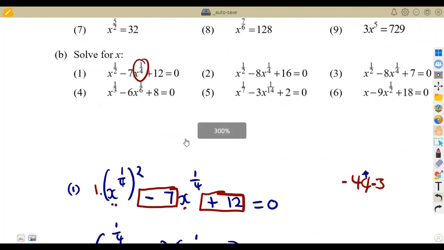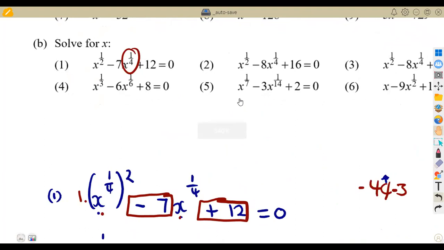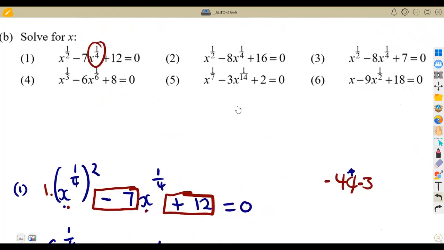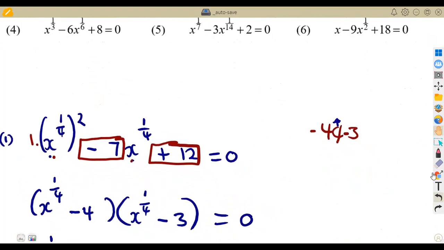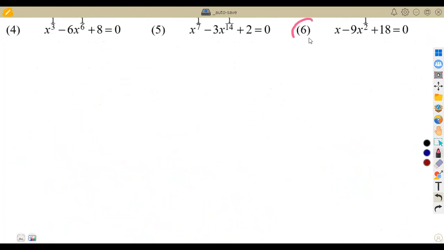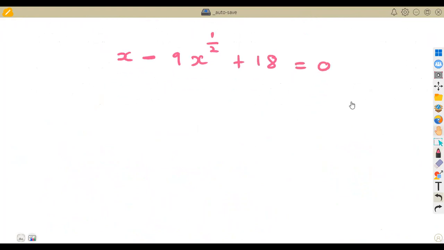So I want you to revise as much questions as you can, whether it's a half or whatever that you're given. And sometimes you might be given an x like this number last that we see here, which is a different type of those ones. We've got x minus 9x to the exponent of a half plus 18 is equal to 0. So how do I solve this?